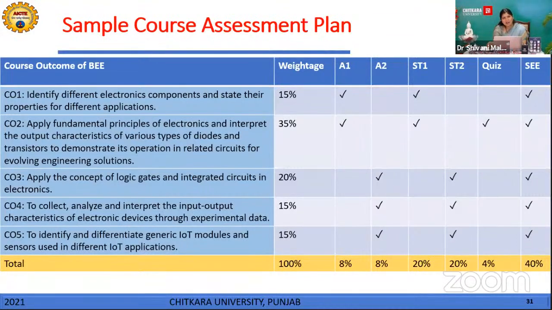And ST1 again will have the testing of CO1 and 2, right? And similarly, ST2 and the quiz and the end-term examination will each have testing of particular COs. This should be very much clear and defined beforehand, right?